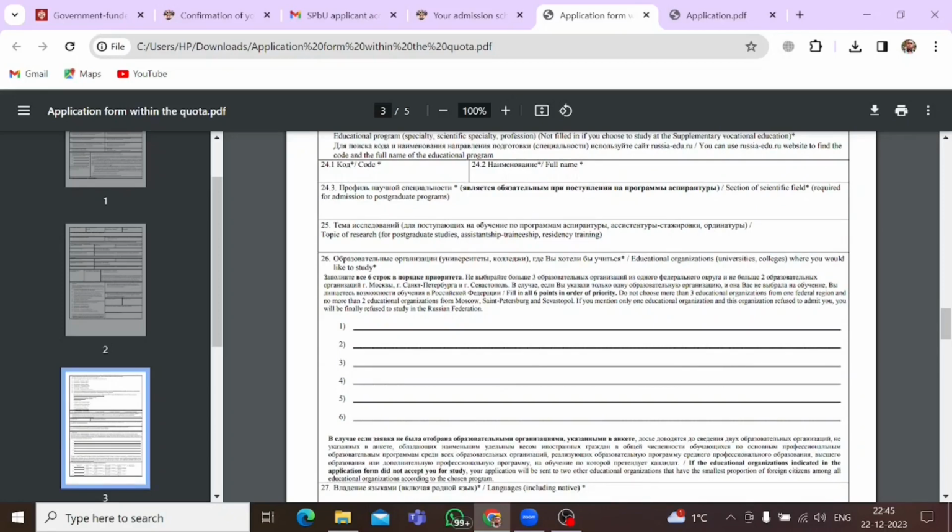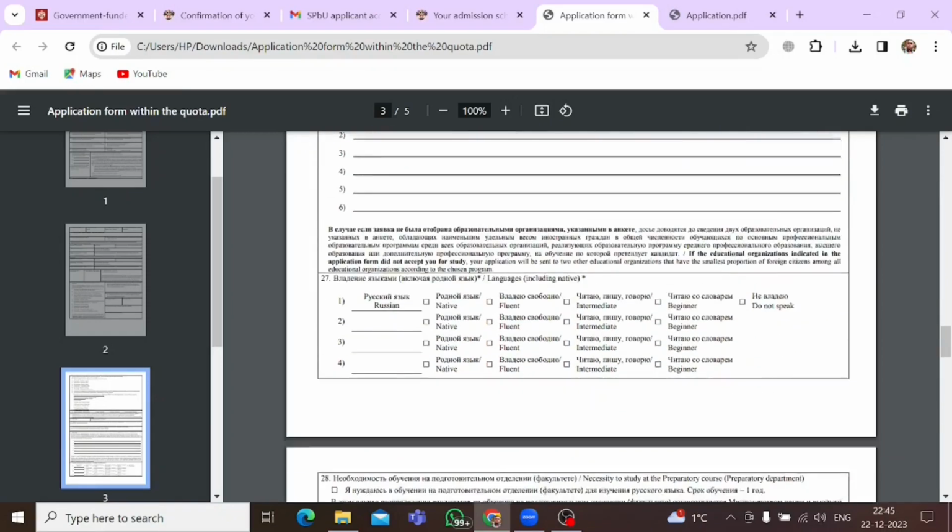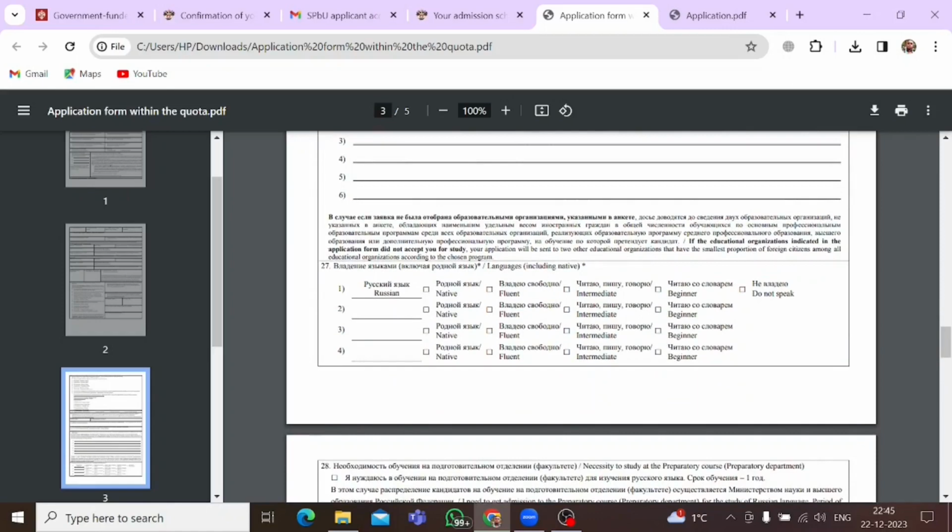Next is the educational organization where you would like to study. It's written here six, but you write only one thing, because as I told you, you're applying through the university. What you should write here is St. Petersburg State University. You should write just one. Do not write any other thing here. If you're applying through the embassy, then you choose six. But since it's directly to the university, you're going to write only St. Petersburg State University.